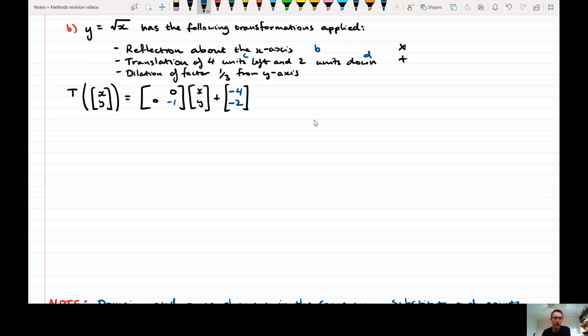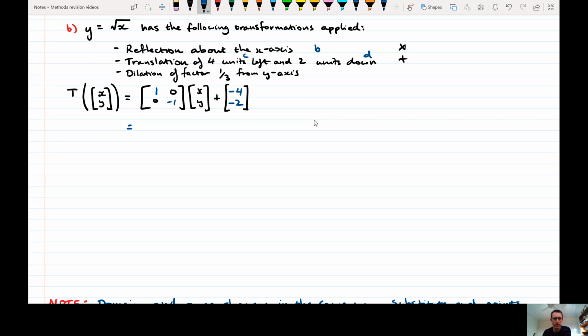I can't go and chuck 1/3 in there now, because it's really important that we remember that this x minus 4 here forms a coordinate that is then dilated by a factor of 1/3. So for now, I have to leave it as 1/3. And essentially, I'd take all of this and then I multiply it by an extra matrix at the end, but we'll get there in a second.